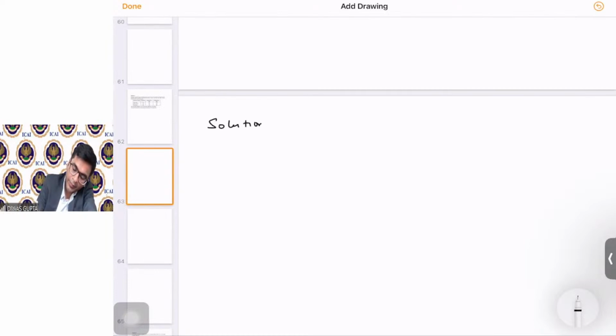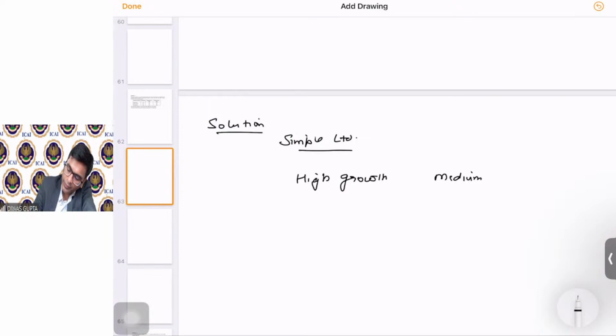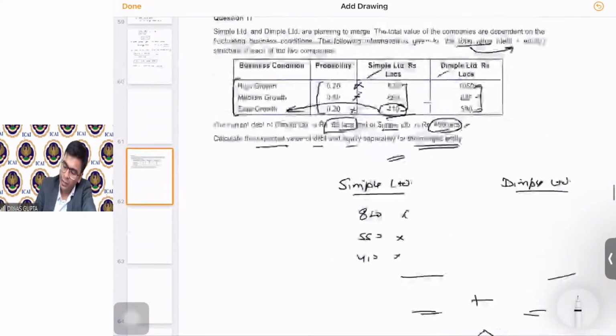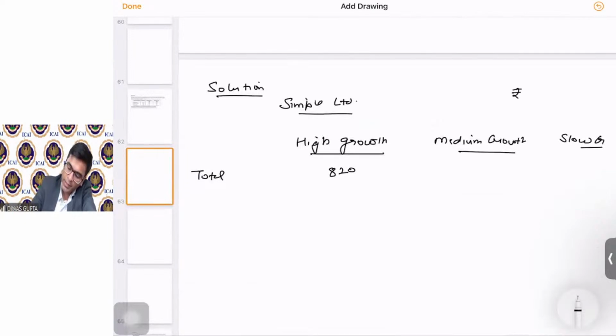So, solution: first of all, we will break up the value of individual companies into debt and equity. So for Simple Limited, let's take high growth, medium growth, and slow growth, right? These are the three business scenarios that are given to us. What is the total value that they've given to us? For high growth, it is 820. And this is all in rupees in lakhs, if I'm not wrong. Yes. So let's mention rupees in lakhs. Okay. So 820, medium growth is 550. Then it is 410.